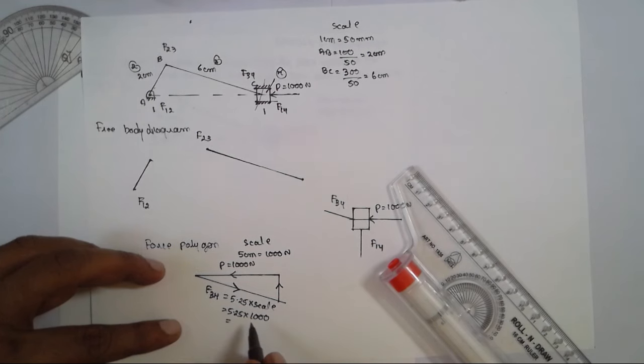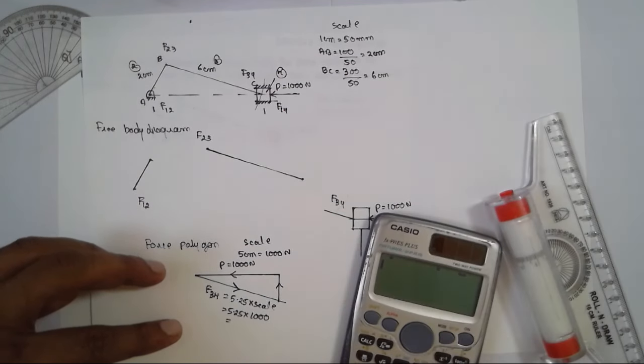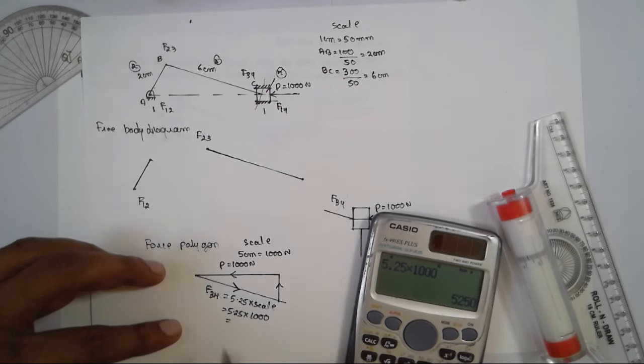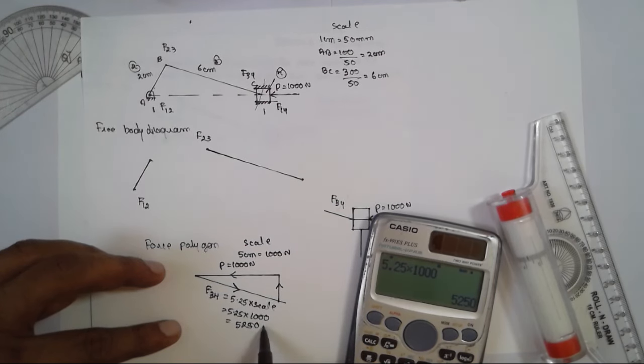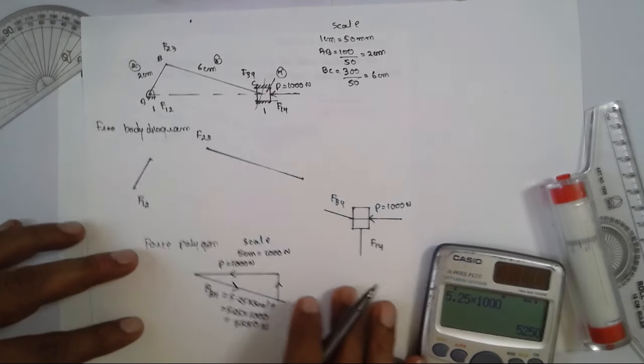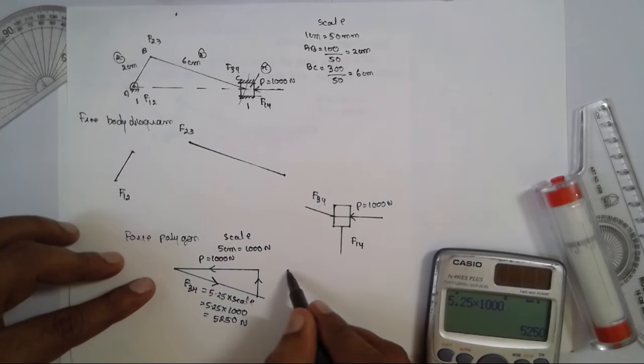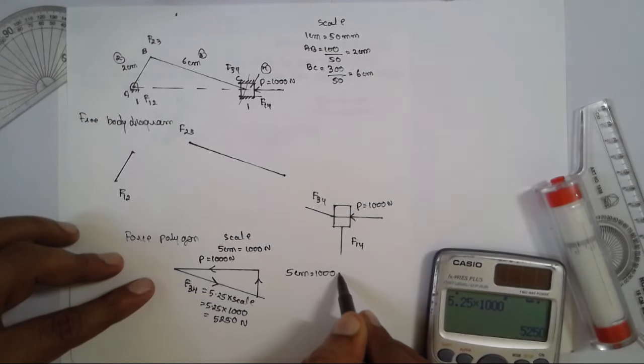If you measure it, it will be around, in the calculator, 5.25 into 1000, it is 5250 Newton. Now, let us go here. 5 cm is equal to 1000 Newton.